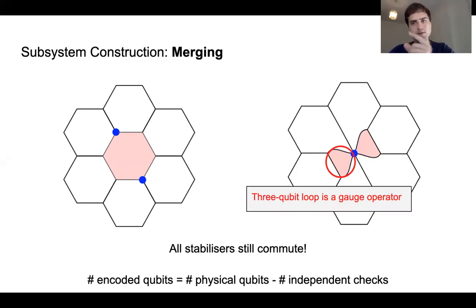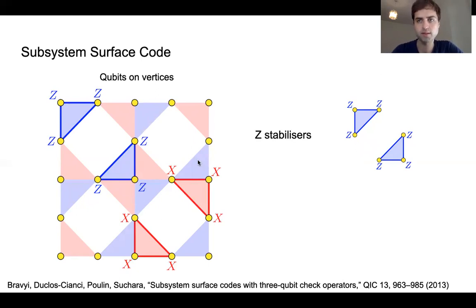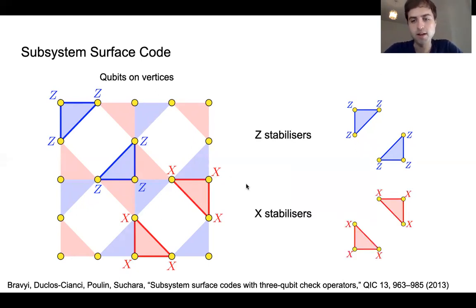Now, if we merge every face in the lattice like this along the same axis, then we obtain the subsystem surface code. And here's an alternative representation of the subsystem surface code that I'll use in the rest of the talk. Here, each data qubit is associated to each yellow vertex. The yellow circle corresponds to a data qubit. These triangle operators are 3-qubit Z gauge operators, and the red triangle operators are 3-qubit X gauge operators. Each Z stabilizer is the product of the two Z gauge operators within a face, so it's a weight 6 stabilizer. And likewise, each X stabilizer is a product of the two X gauge operators in a face. And so this is the subsystem surface code introduced in the reference shown at the bottom by Bravyi and co-authors.